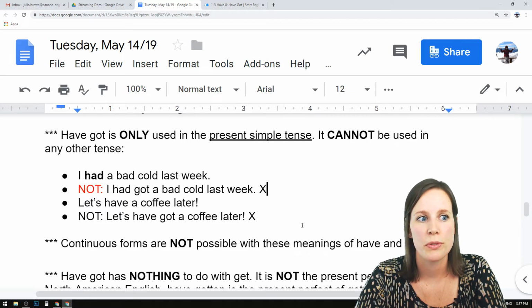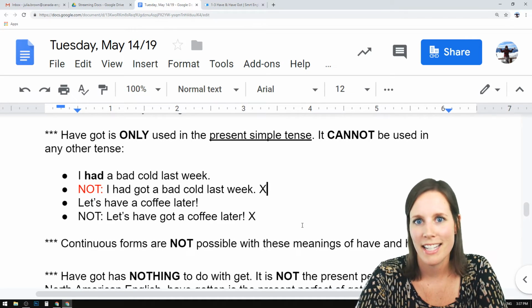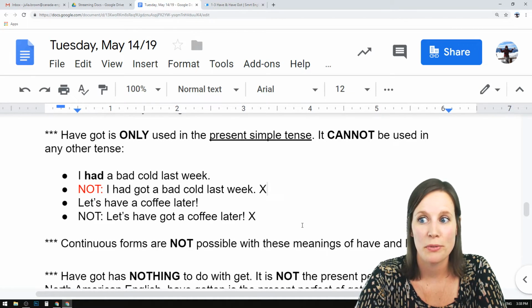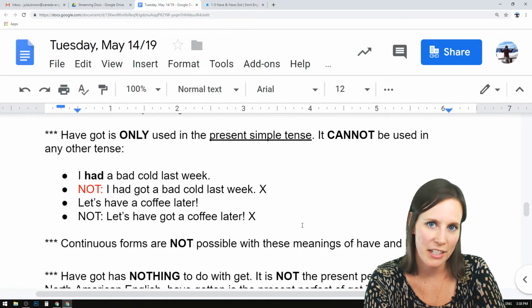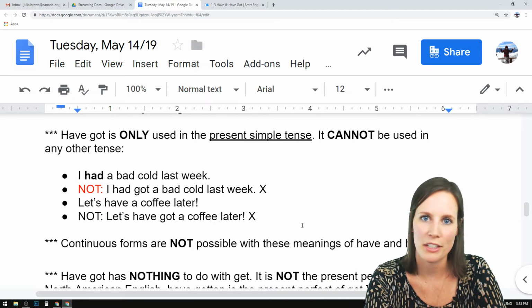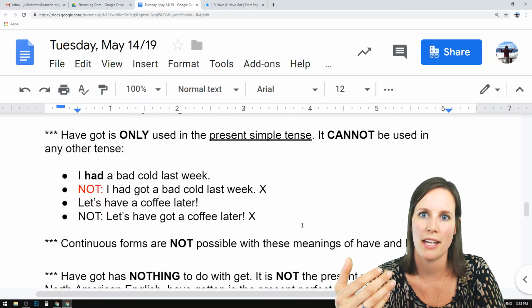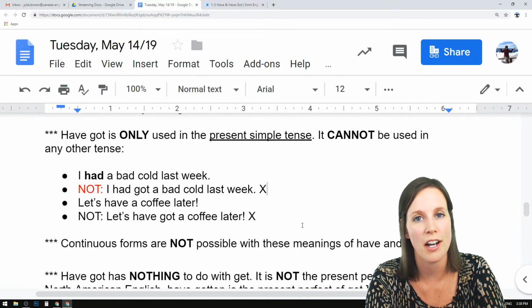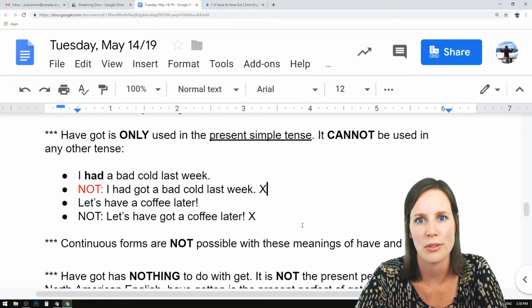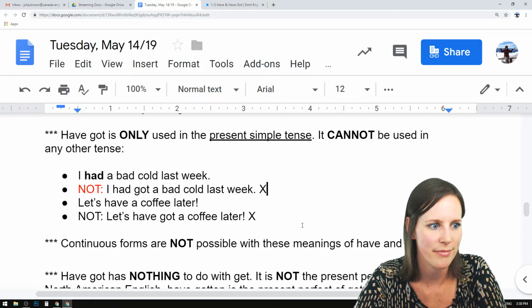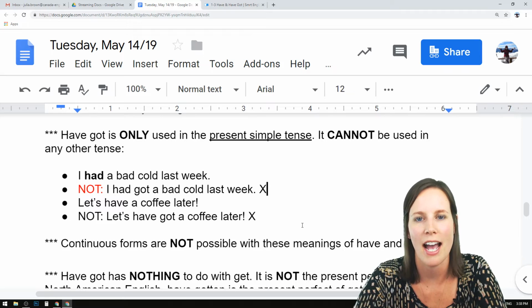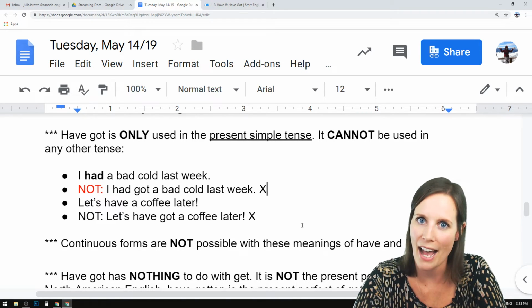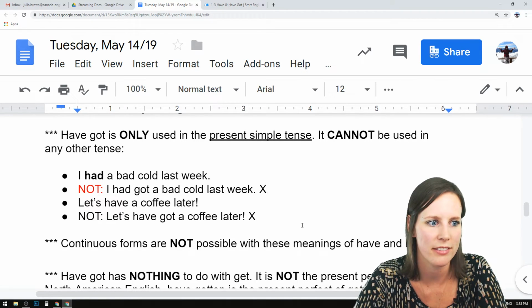Can you use it for routine? Again, it's only if your routine is about illness, possession, obligation, family, relationship, and personal characteristics. If it's not about those categories, you should not use have got. I'm having a bad day. Hang, that's a good sentence of a continuous dynamic action of have, which we'll talk about next, actually. Awesome.